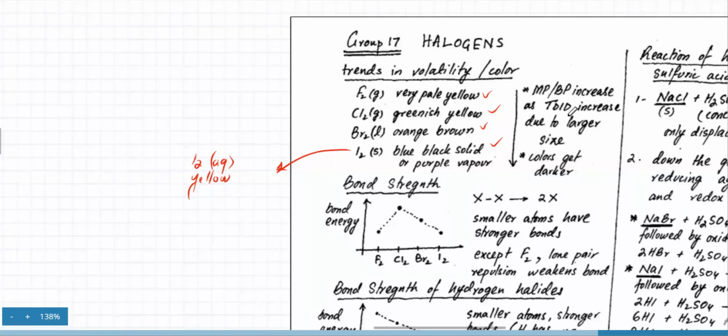Then the other things are that the melting and boiling points increase as temporary dipole induced dipoles increase due to larger size. Color gets darker. So they all have van der Waals forces.